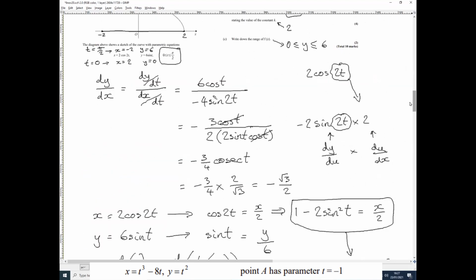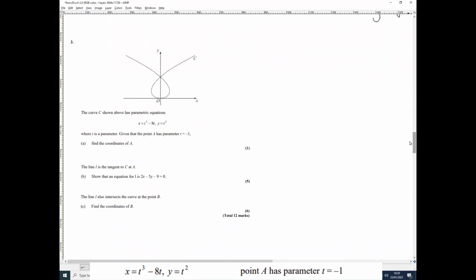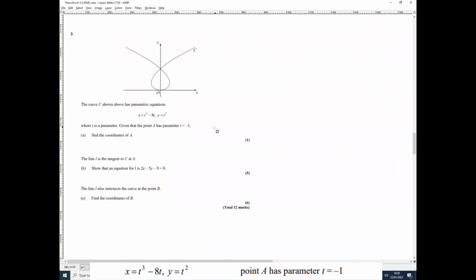which does look easier than on this occasion. That's all we were doing here, by the way, wasn't it? Find coordinates at particular values of t. Looks a bit simpler this time. So the coordinates of A, where t equals -1.